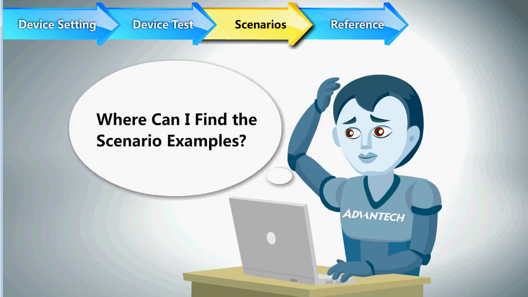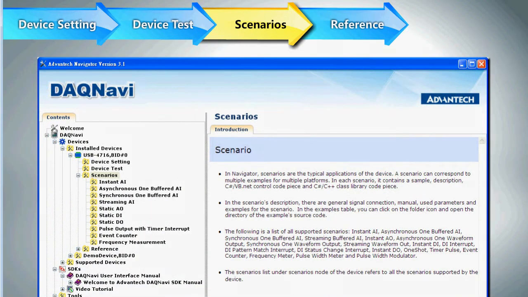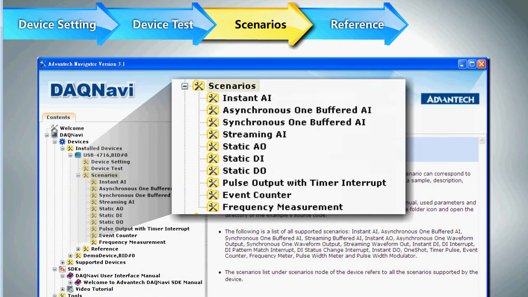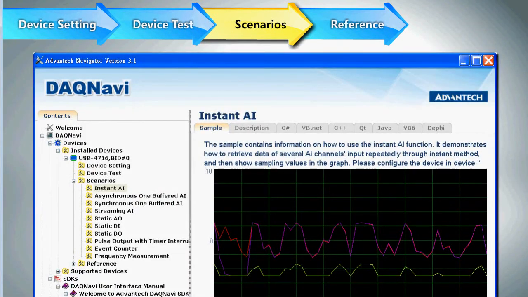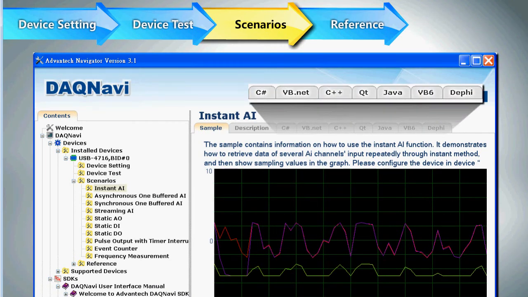When you start your coding, you may want to refer some example code to save your project development time and discover how to write a program with Advantech hardware. Easy. Advantech Navigator provides various example scenarios which cover most data acquisition applications, such as Instant AI, Streaming AI, Static AO, Static DIO, Event Counter, etc. And each scenario provides a ready-to-use interface for users to do real testing immediately. What's more, source codes for these scenario examples are also provided for different popular programming languages.